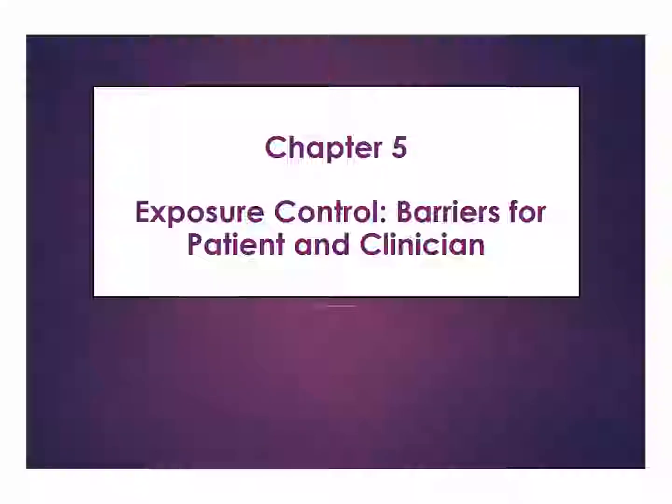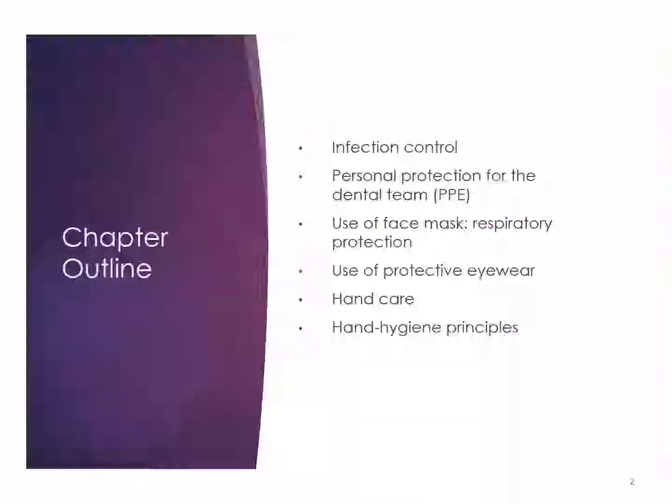Okay, Chapter 5, Exposure Control, Barriers for Patient and Clinician. In this chapter, we're going to be talking about infection control, including immunizations for the healthcare provider, PPEs, which include the clinical attire or protective clothing, also hair and head coverings, the use of face mask and respiratory protection to protect us from aerosols. We're also going to talk about mask efficacy and the use of a mask.